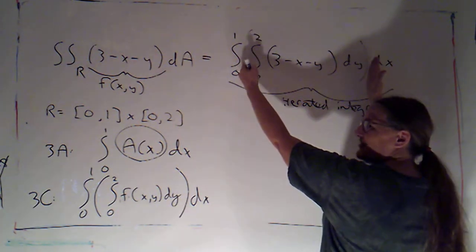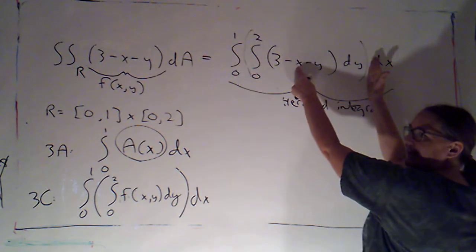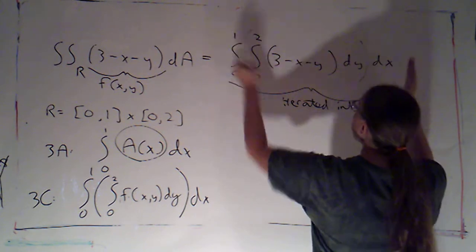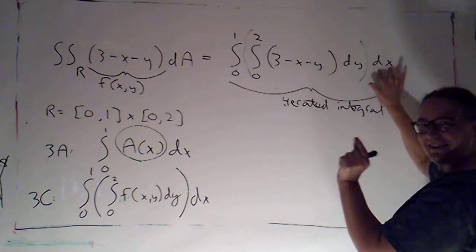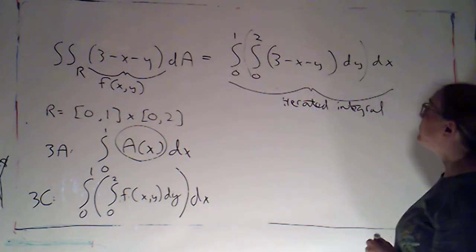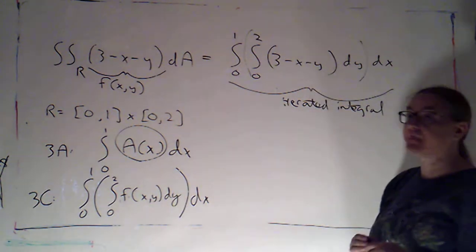This inside one is a partial integral. If we're integrating with respect to y, we're holding x constant. We find our cross-sectional area, and then we integrate that with respect to x. That essentially corresponds to multiplying by the thickness of the slice, adding up all the slices, and taking the limit. Pretty cool. Okay, so let's actually work this out.